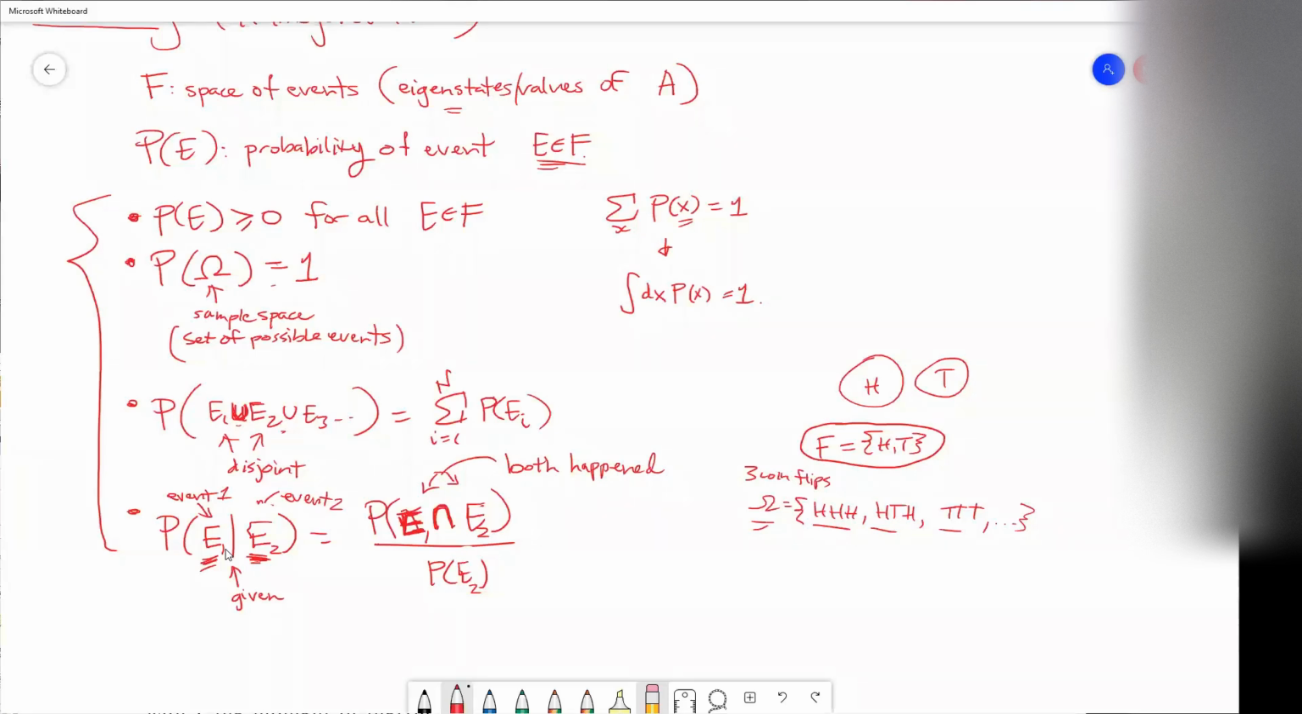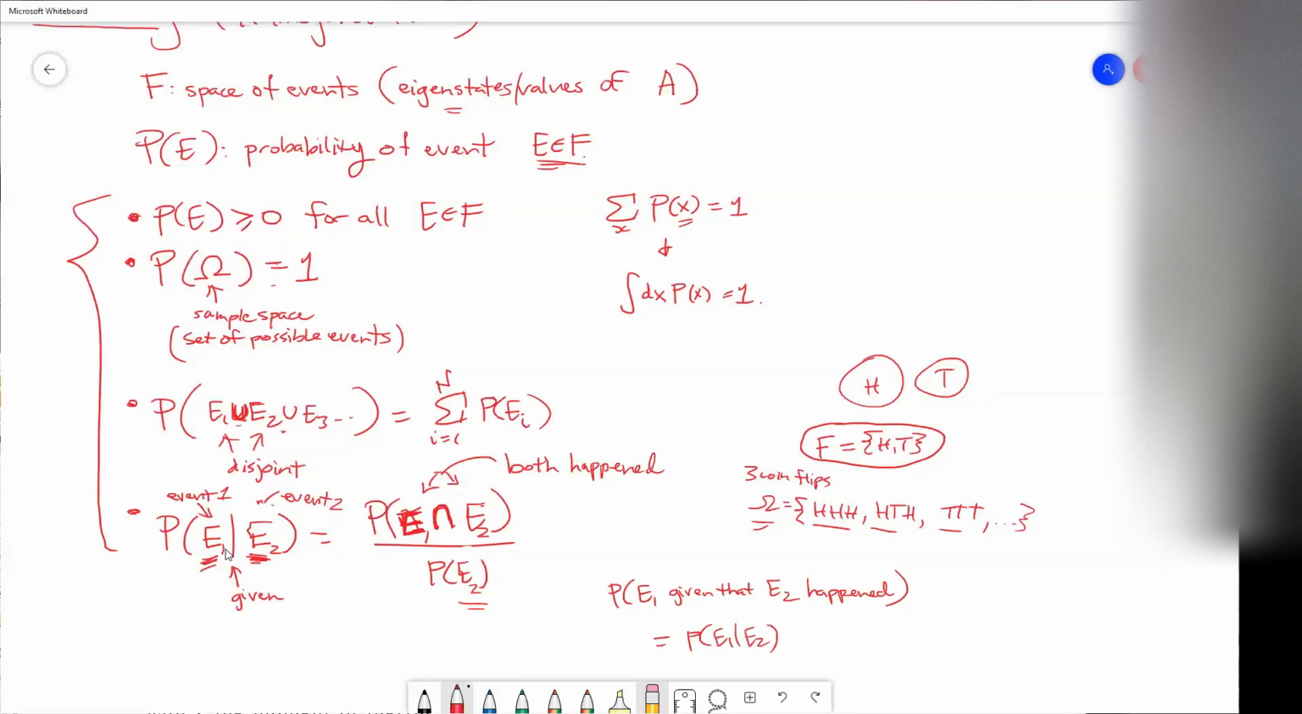So it's the probability of both events happening at the same time? Yeah, it's the probability that both happened divided by the probability that event 2 happened. No, the one on the left side. So this means the probability of E1 given that you assume that E2 happened. So this is conditional probability, right? Yes. E2 happens and then what? Okay.